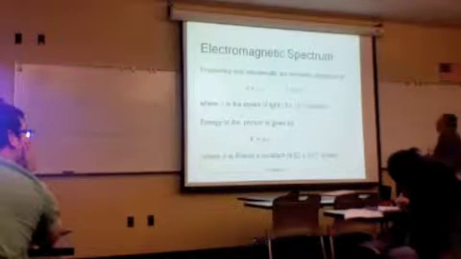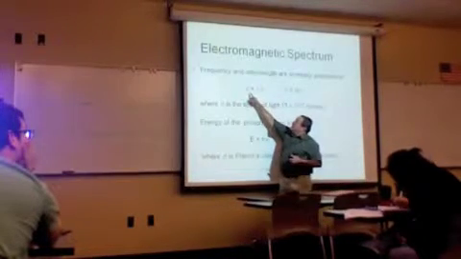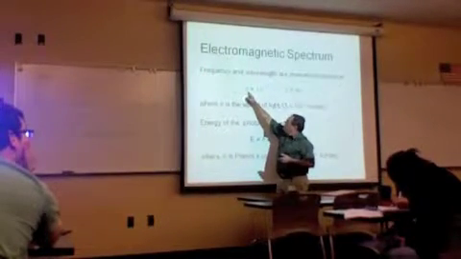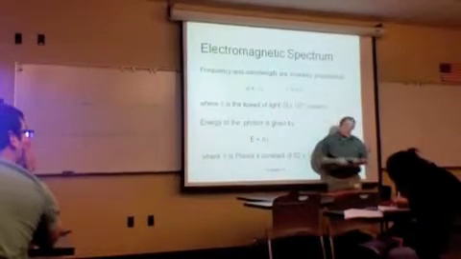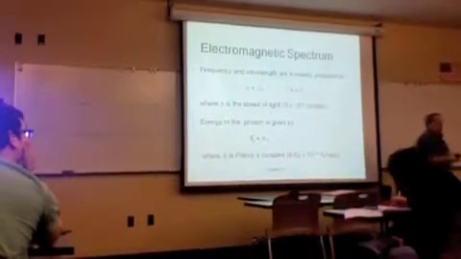Now, it turns out that since the speed of light is a constant, particularly in a vacuum, if I know one of these, I can calculate the other. In this particular case, we're calculating the wavelength based on knowing the frequency.